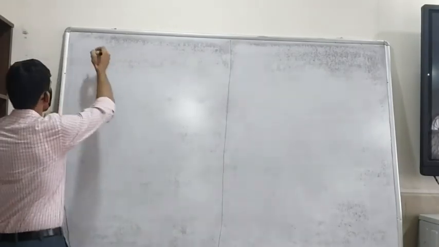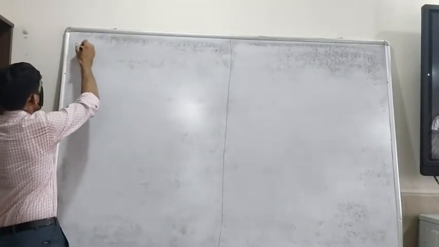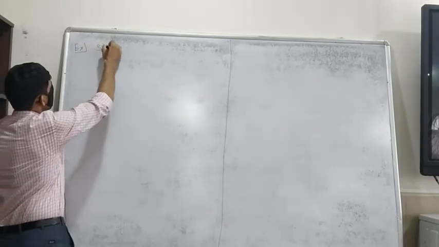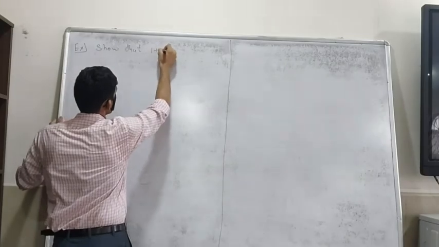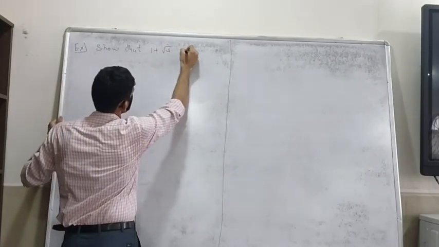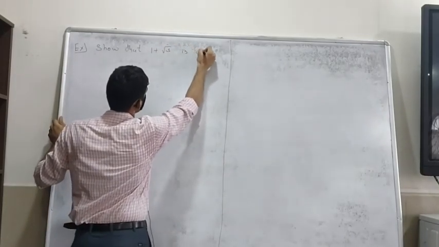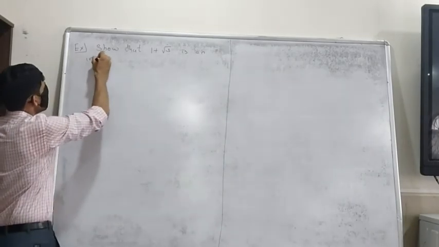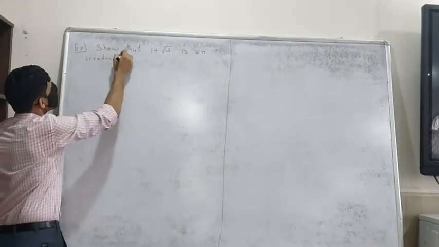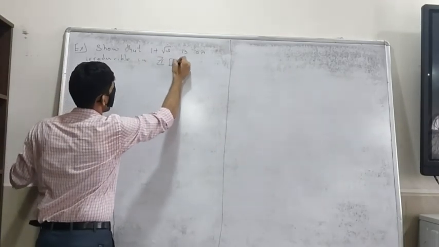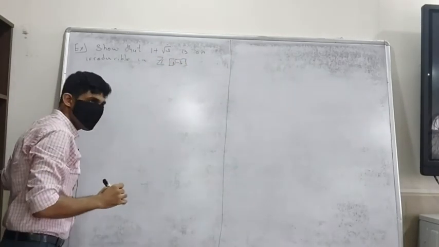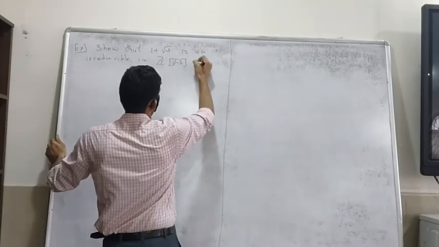Okay, so if you look at it, we want to show that the element 1 plus square root of minus 3 is an irreducible in Z[√-3], but not prime.